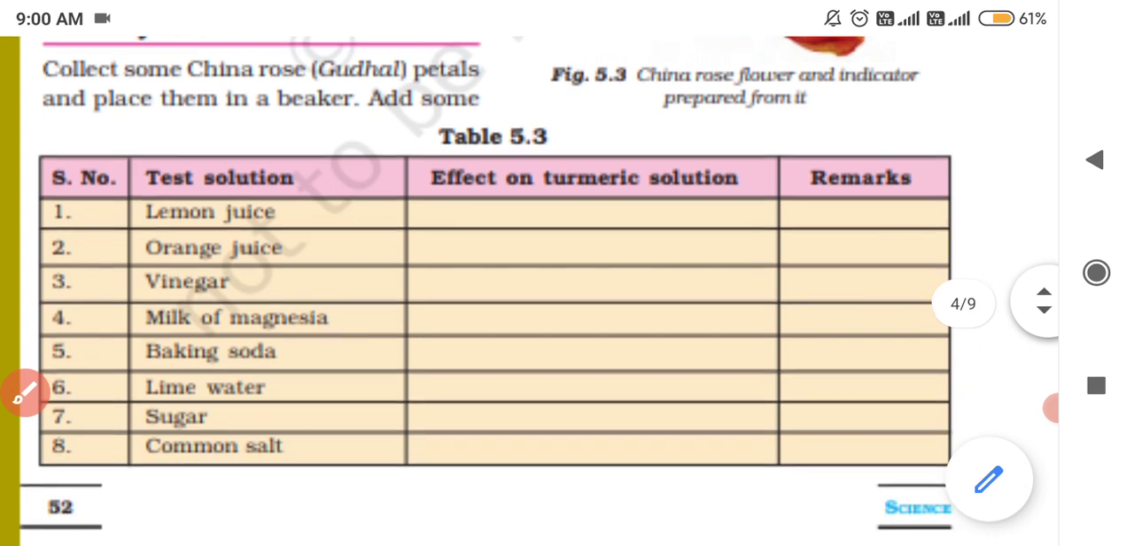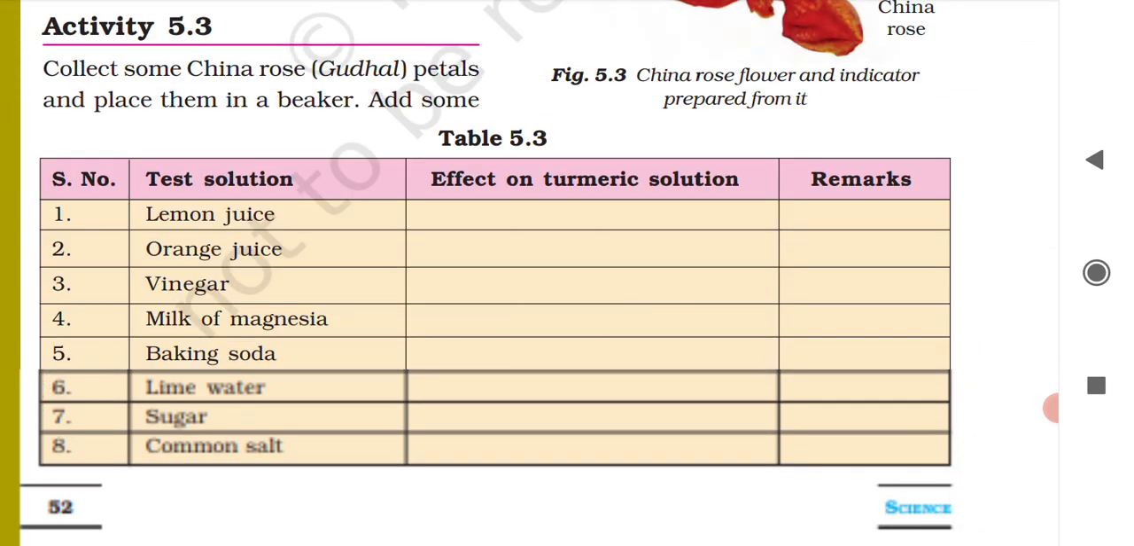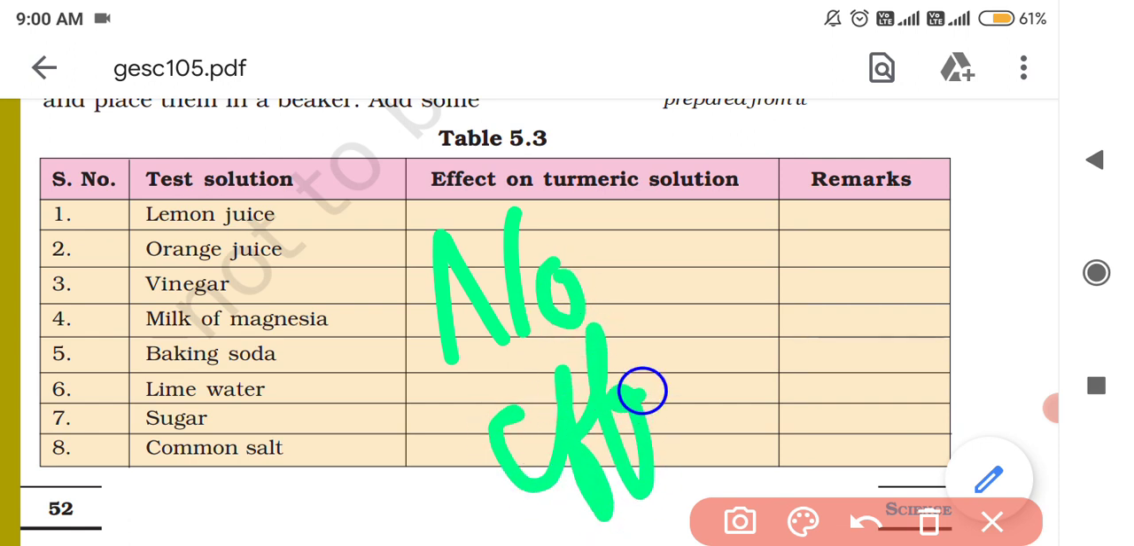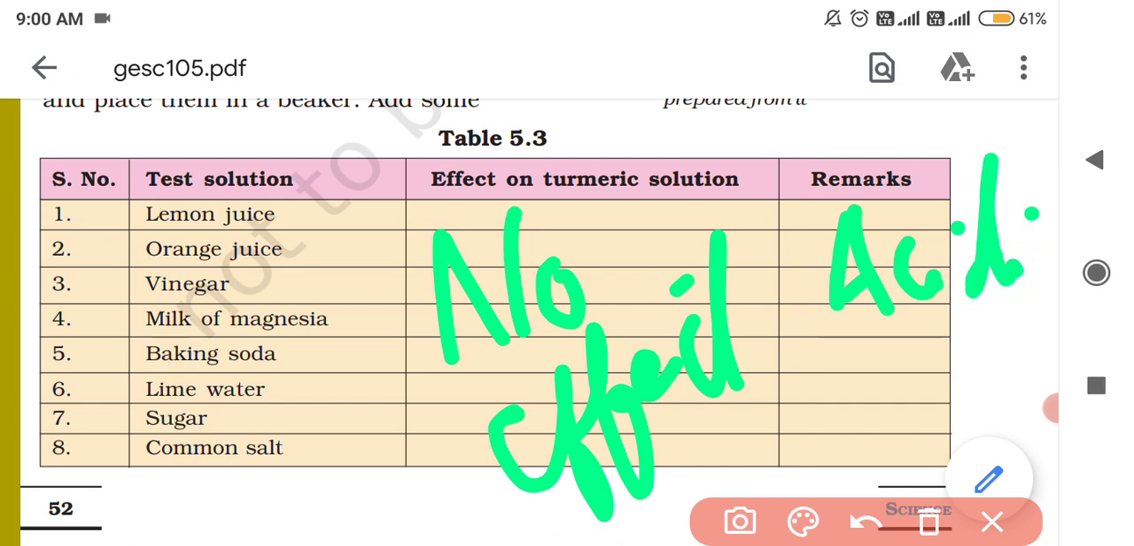In the same way, orange juice is also acidic in nature. It is a citrus fruit, and citric acid is there in orange. So what we'll write over here? Again, no effect, because it is acidic. In the same way, vinegar is also acidic because it contains acetic acid, and it will have no effect on turmeric solution. In remarks, again, it is acidic.